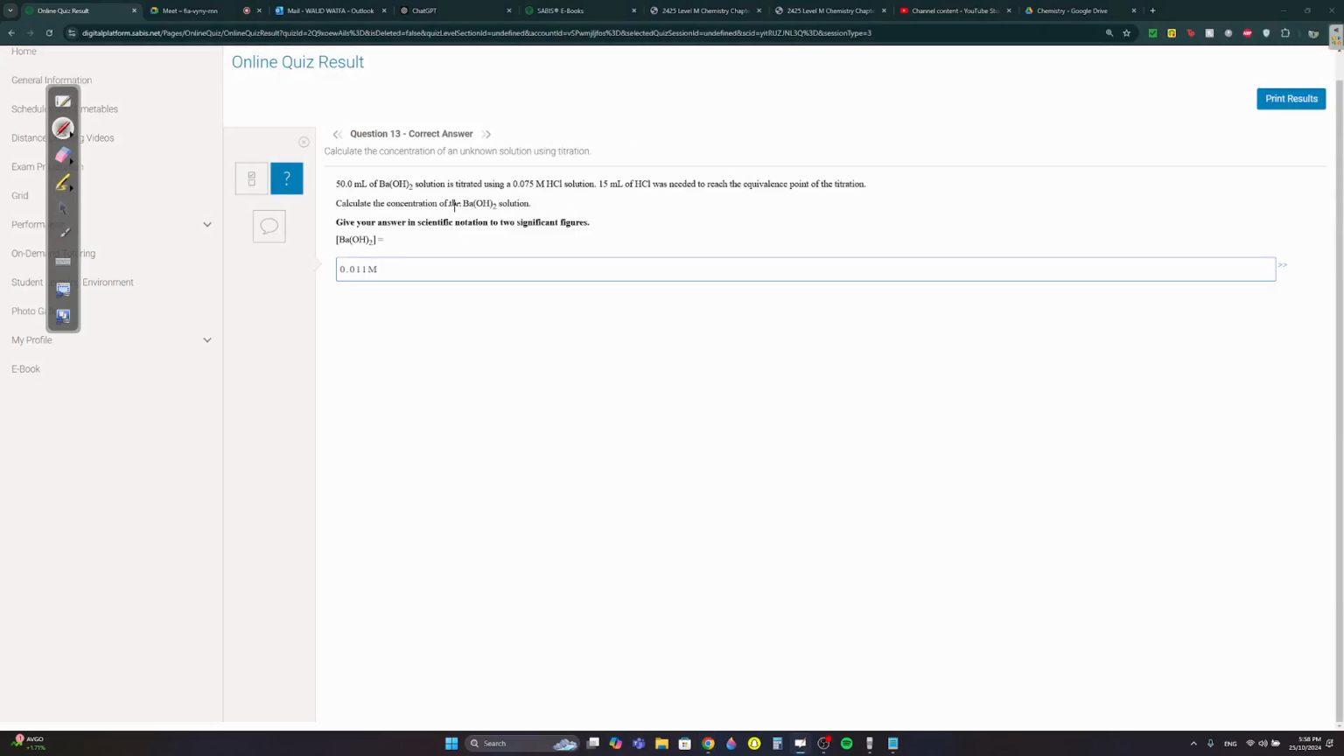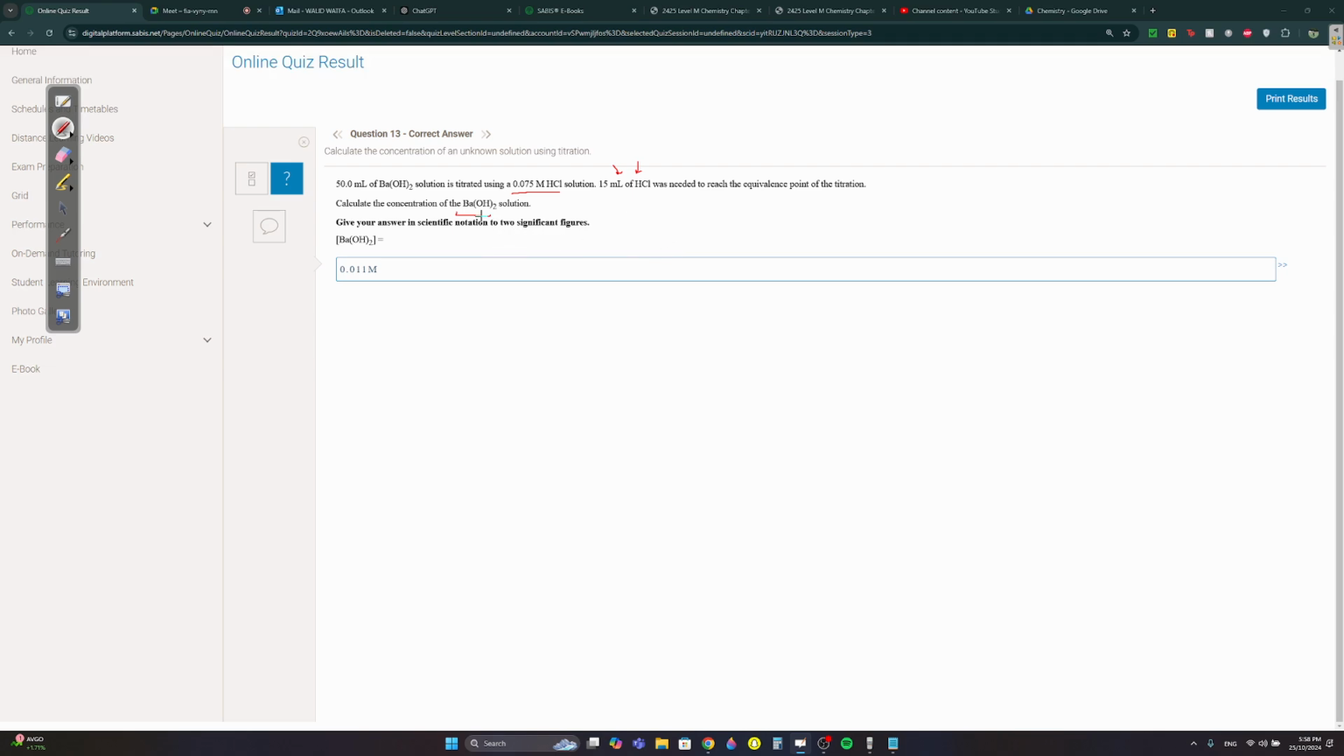Here, for example, you're going to have to do n over coefficient. So look here. You have 50 milliliters of Ba(OH)2 titrated using 0.05 molar HCl solution. 15 milliliters of HCl was needed to reach the equivalence point of the titration. So 50 milliliters of Ba(OH)2. We're trying to find the concentration of Ba(OH)2.